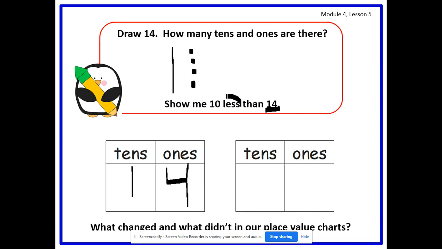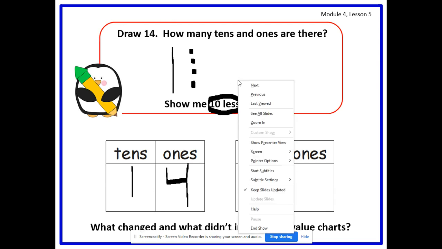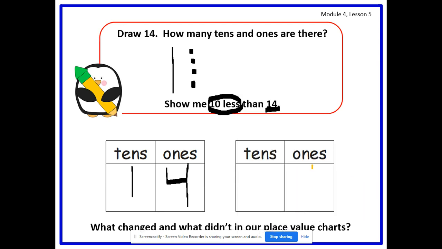Yes, 10 less. So we have to circle that. So to show 10 less, do we add more to our picture or do we cross off? Get ready. Yes, we're going to have to cross off. But now, do we cross off a 10 or a 1? Get ready. Yes, we have to cross off a 10. Let me get another color. Go ahead and cross it off on your whiteboard. And I'm crossing off 1 10.